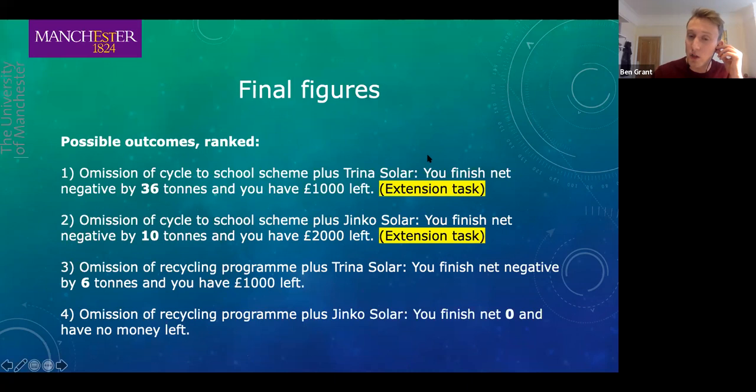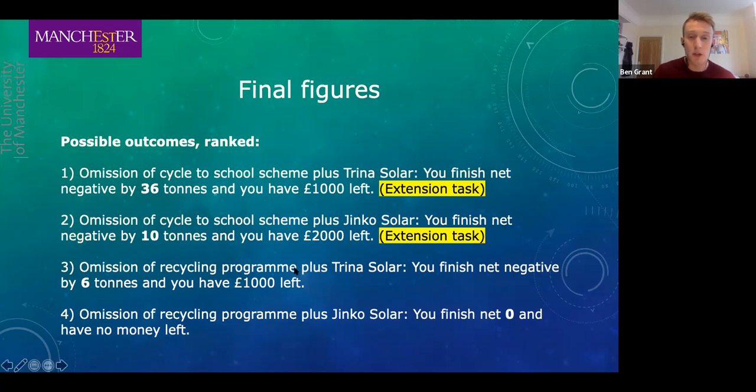If you had a go at the extension task, and I should have said that if you finish early, have a think about that extension task at the bottom, a big well done to those who did. You can actually go back and see that if instead of omitting the recycling program from task one, you omit the cycle to work scheme, that gives you more money to spend in task two to buy more solar panels. That allows your school to finish more carbon negative than if you'd omitted the recycling program from task one. And that's a nice little extension task that pupils can have a go at.